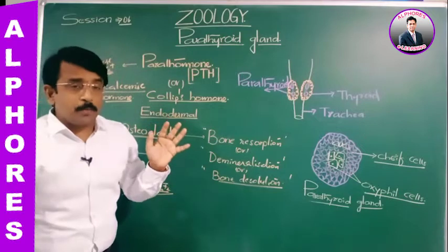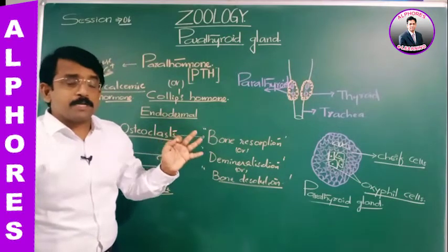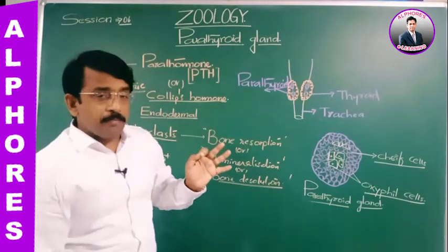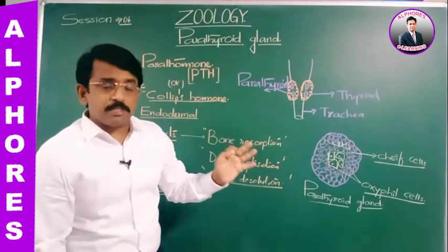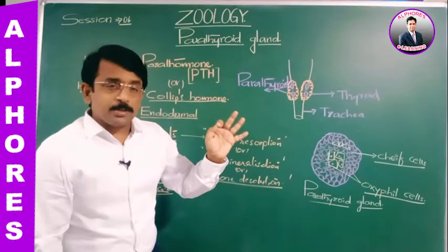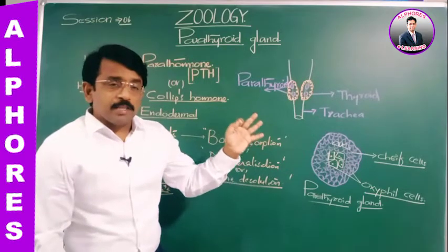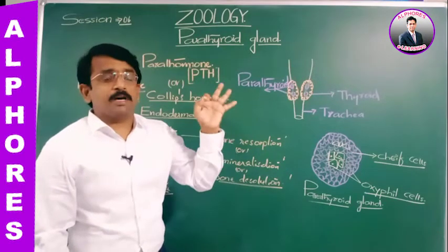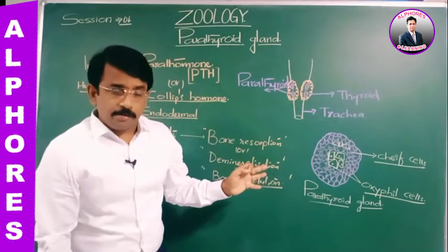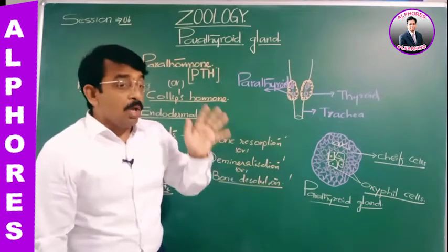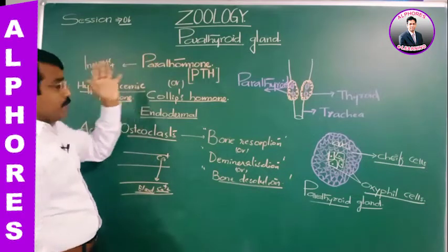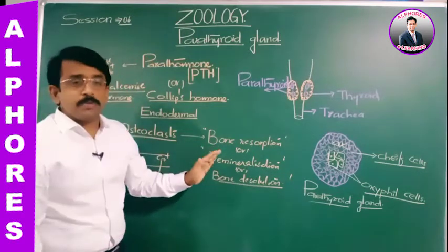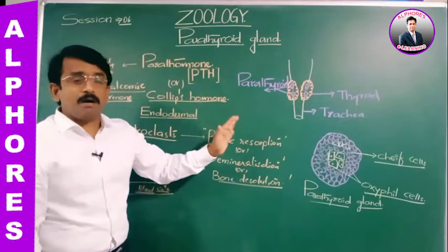Besides that, parathormone also plays a vital role in the absorption of calcium from the renal tubule. Thereby it increases the calcium levels in the blood. And it also plays a role in the absorption of calcium from the gastrointestinal tract. This is how the calcium levels in the blood are increased by parathormone. Hence it is treated to be the hypercalcemic hormone.